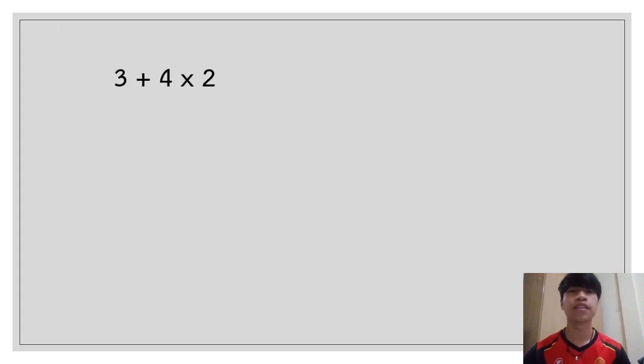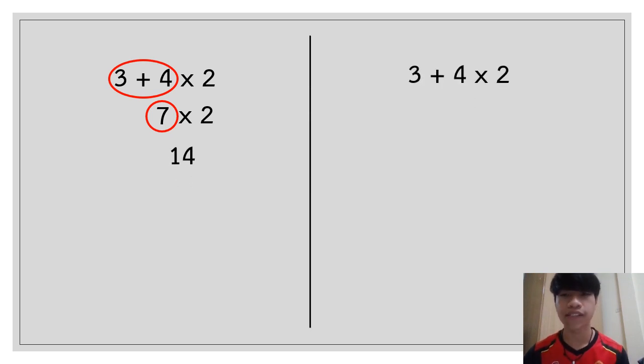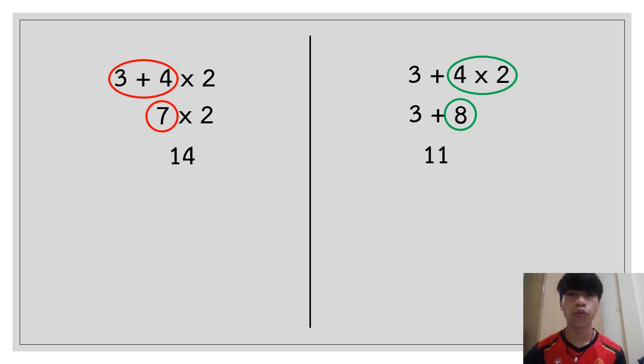If I give the problem 3 plus 4 times 2, someone may start from left to right. So 3 plus 4 is equal to 7 and 7 times 2 is equal to 14. But another person may start from the multiplication. So 4 times 2 is equal to 8 and 3 plus 8 is equal to 11. You see, we get two answers. Which one is correct?